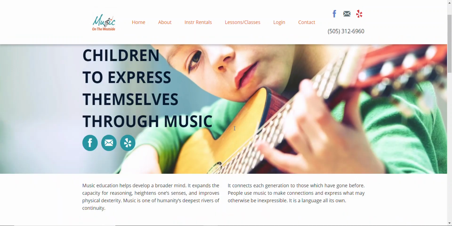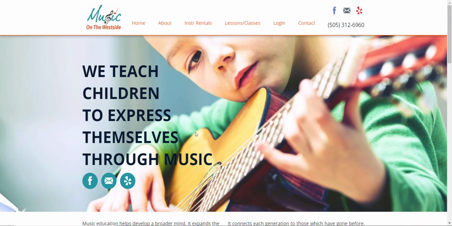So, oh wait, actually, before I do, I want to take a look at this tagline. Kind of an important deal, and it's prominently featured: we teach children to express themselves through music. Okay, I think that's pretty good. Donald Miller talks about the grunt test, that people should be able to look at your website and within a couple seconds know exactly what you do. Well, here's what we do. We teach children to express themselves through music.